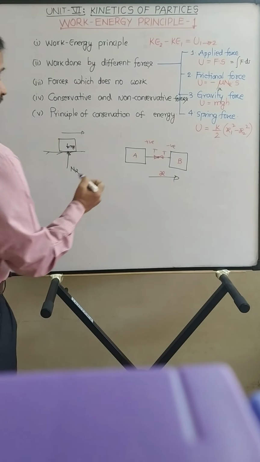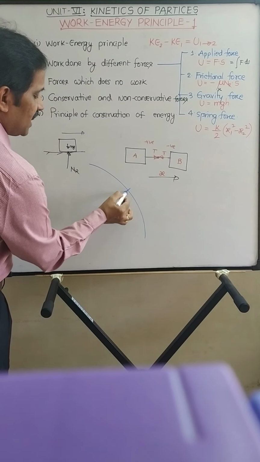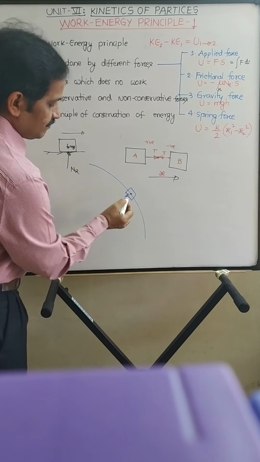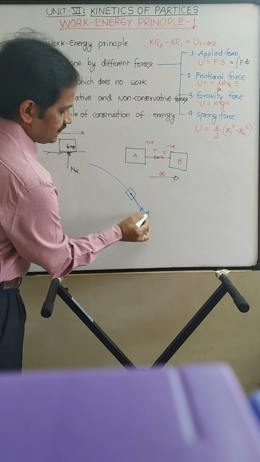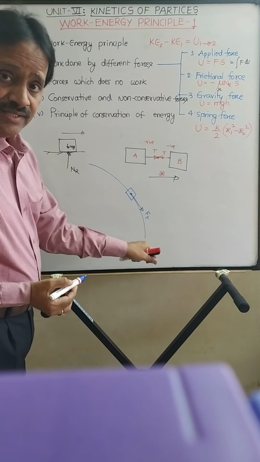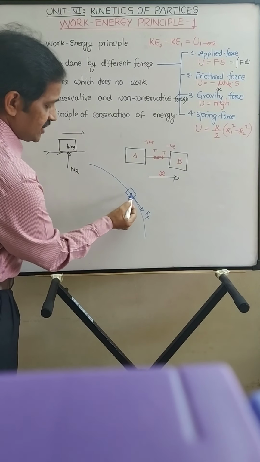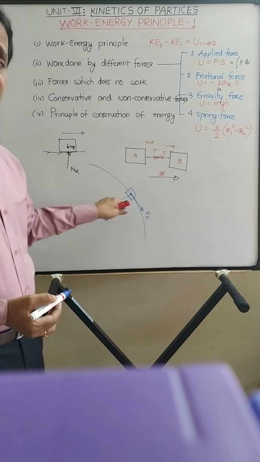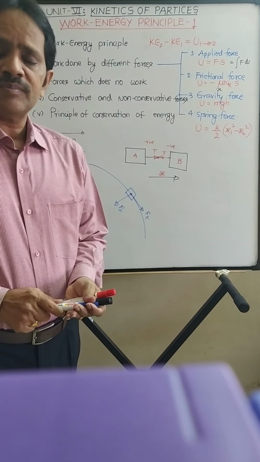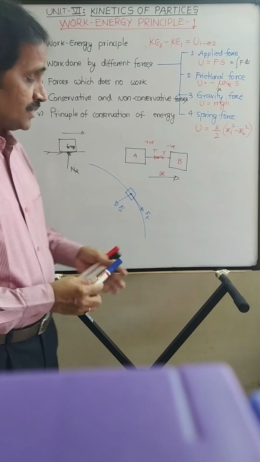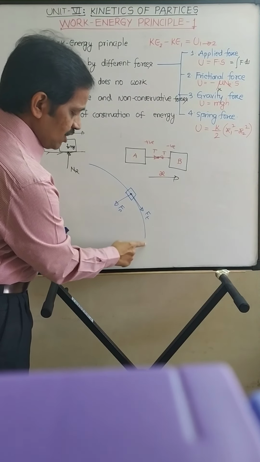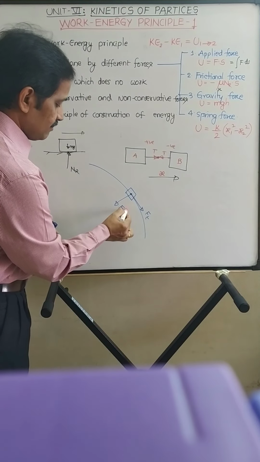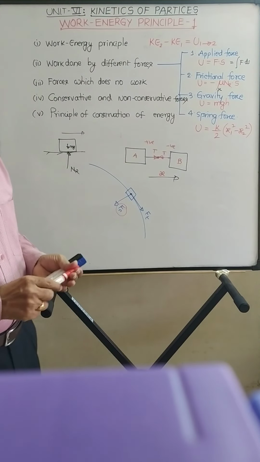If the body is moving along a curved path, then it is subjected to two types of forces: the tangential force Ft, that is m into at, the tangential component of acceleration, and the normal force Fn, that is m into an, the normal component of acceleration. As the body is having displacement along the curve, there is no displacement in the normal direction. Hence the work done by this normal force is always 0.